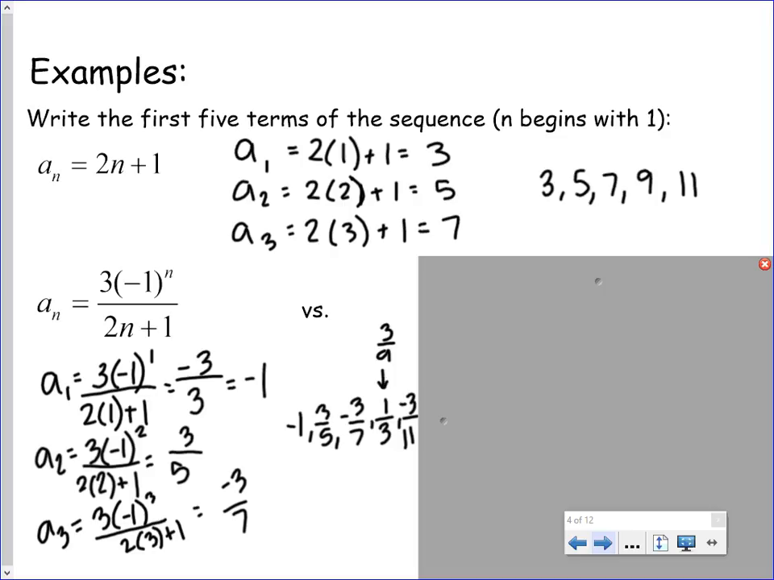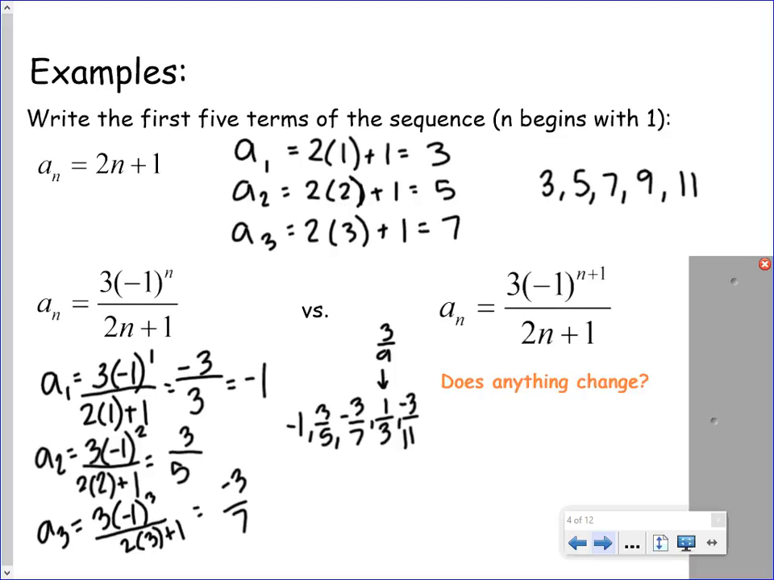Once you pick up on the pattern, you can go with the pattern. You might check one of the other ones later to verify that you're getting the correct solution, but it should work either way. Now, my question, this is my list for this problem over here, is what would change, if anything, if I just change one part of that sequence? 3 times -1 raised to the n plus 1, all over 2n plus 1. Does anything change for us?